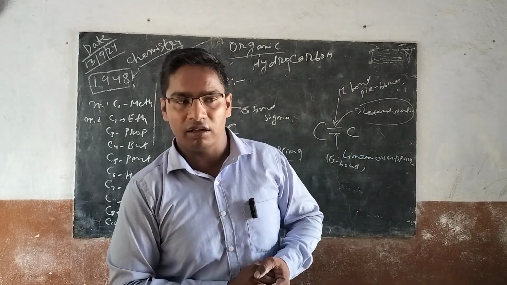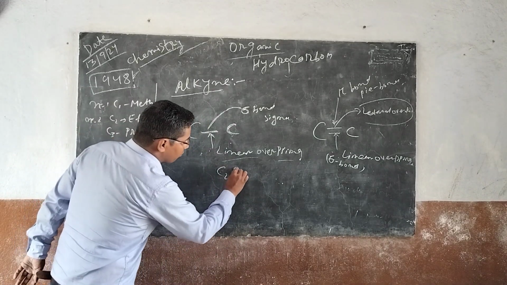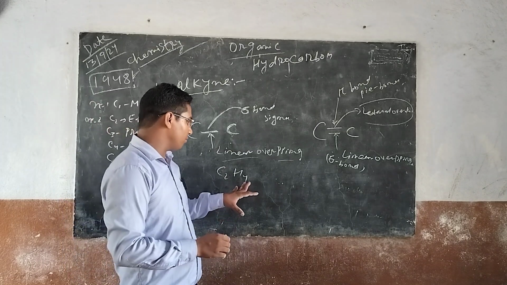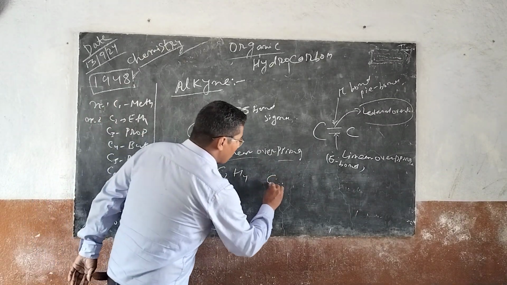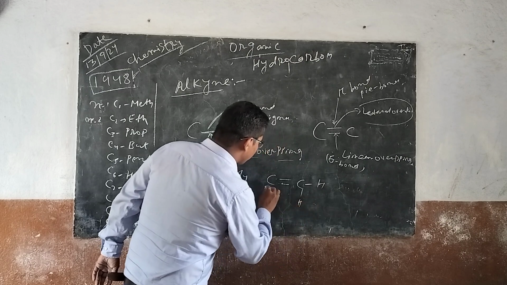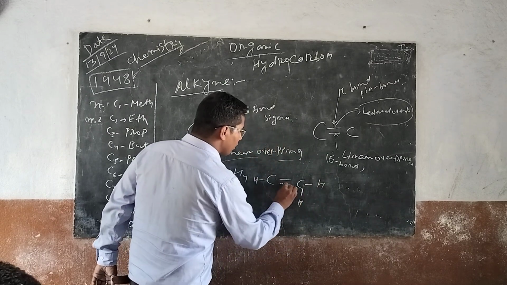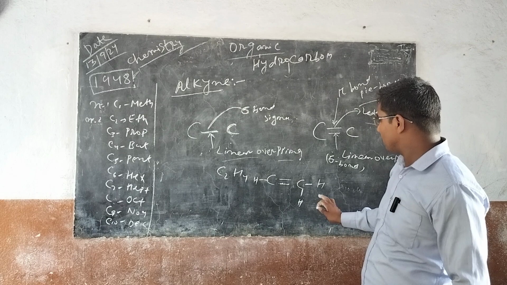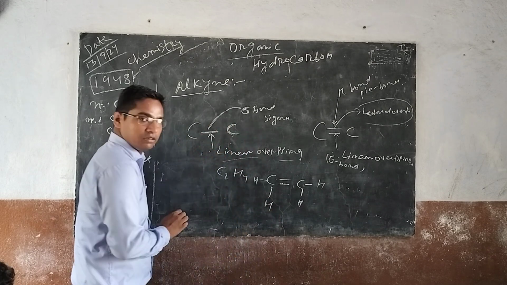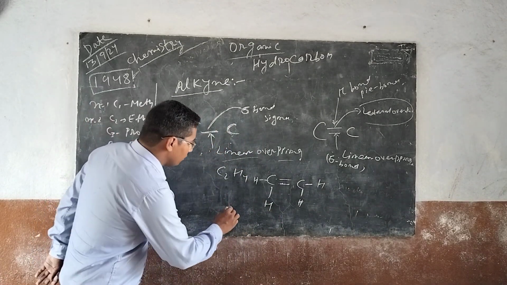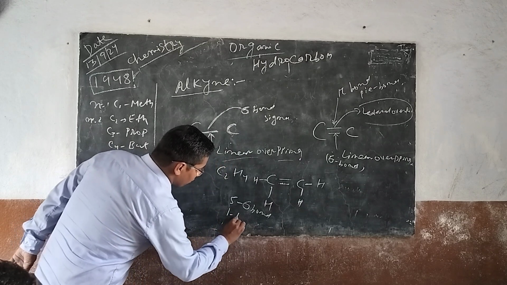We have to identify how many sigma bonds and pi bonds are found in the compound. Suppose C2H4. How many sigma bonds and pi bonds are in this compound? We have to write the structure first. A single bond is a sigma bond, while a double bond has one sigma and one pi. One H is left. Five sigma bonds and one pi bond. Good.